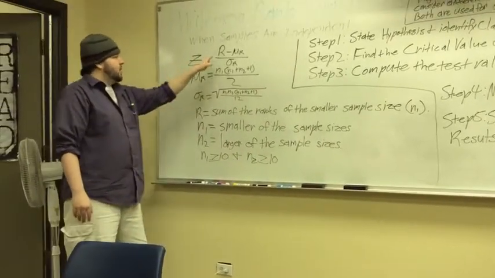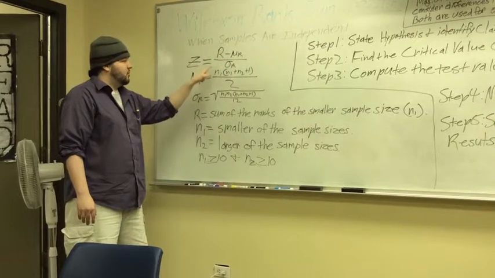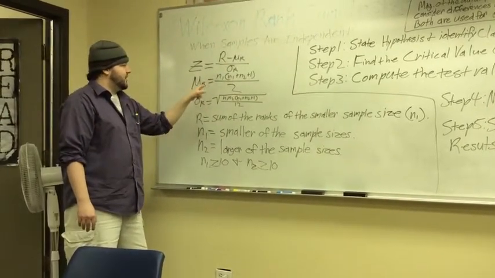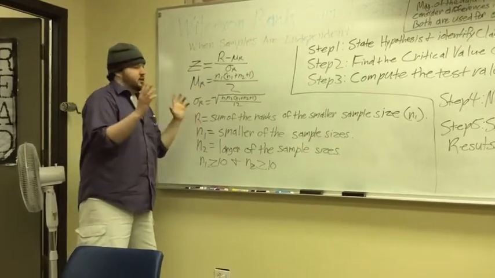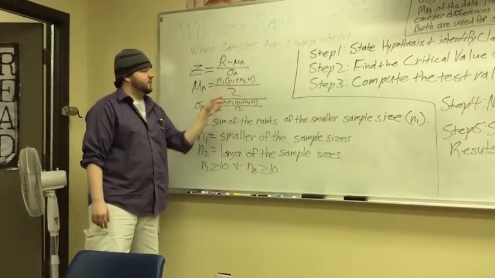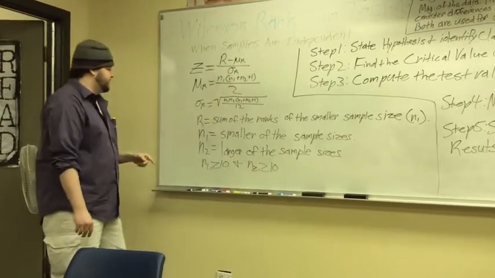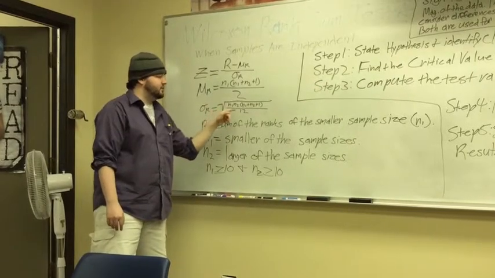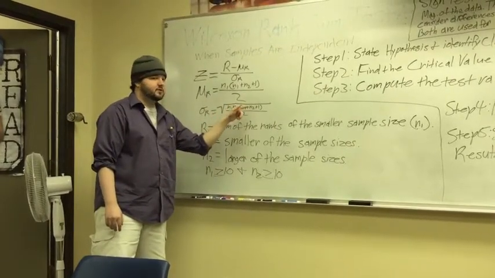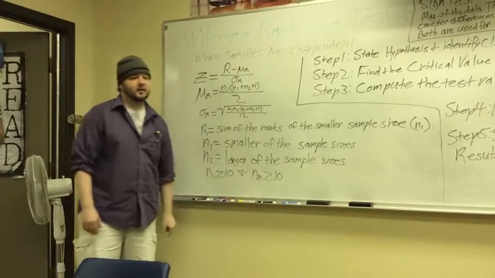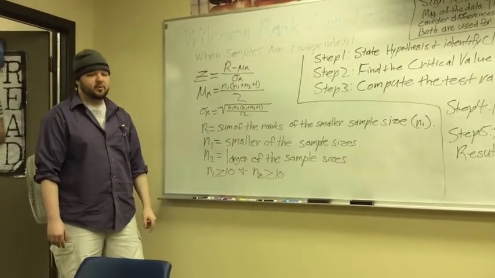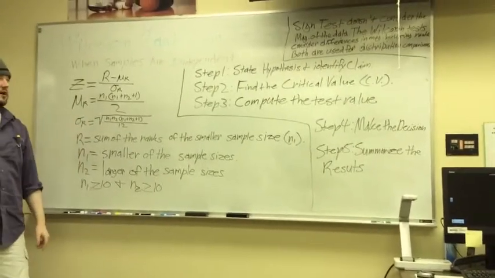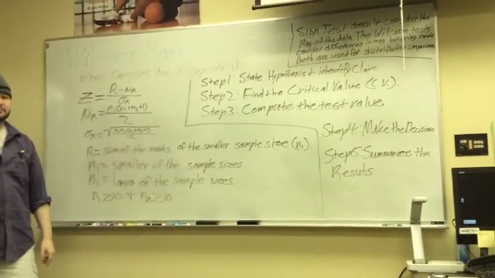So z equals R minus mu sub R, quantity divided by sigma sub R. Mu sub R equals n1 times the quantity n1 plus n2 plus 1, quantity divided by 2. And sigma sub R equals the square root of the quantity n1 times n2 times the quantity n1 plus n2 plus 1, quantity divided by 12. And now we're going to take a look at one of the problems from our text to see how you use the Wilcoxon rank sum test to calculate the value.